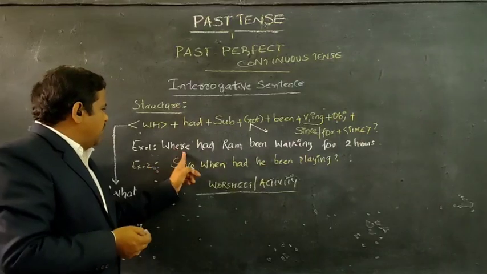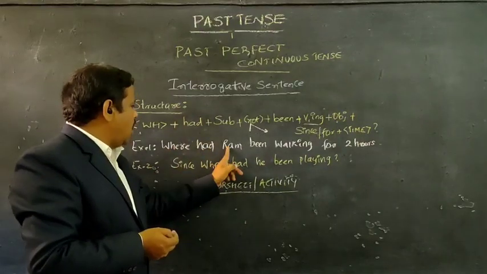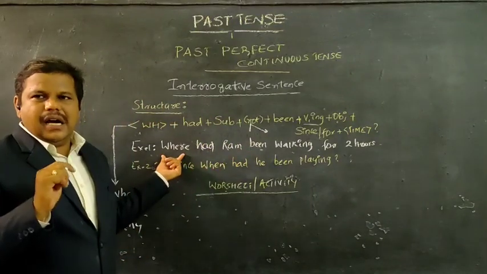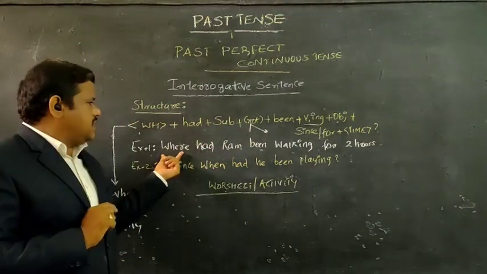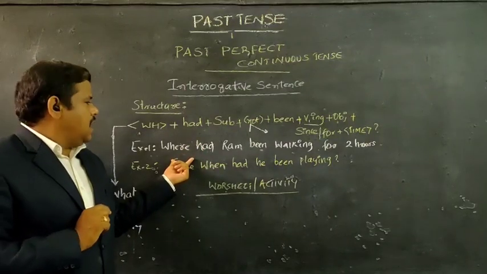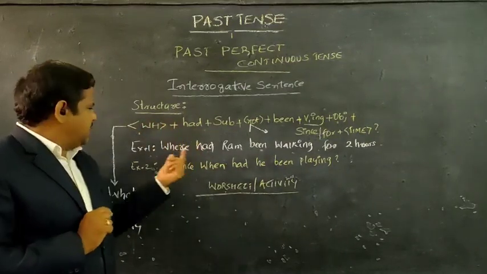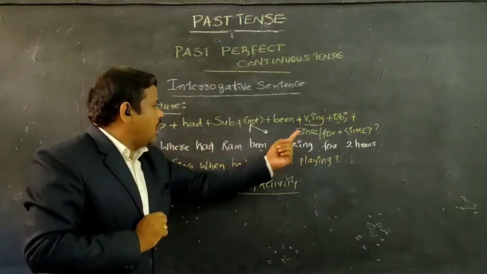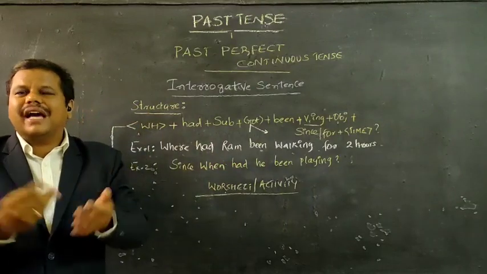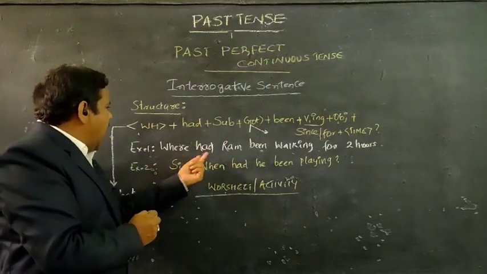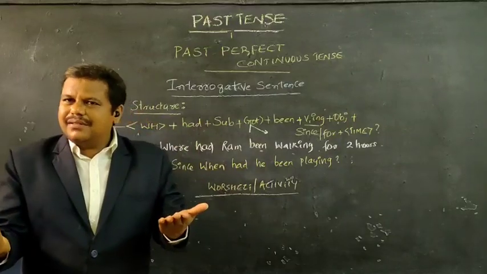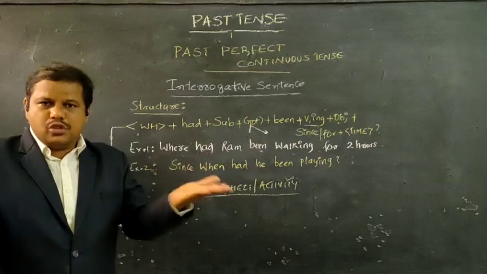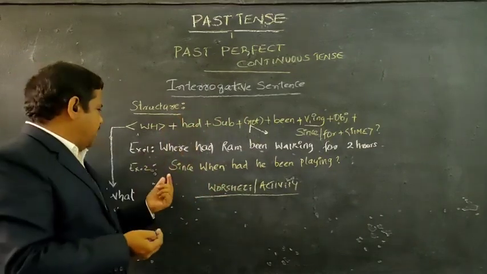Example number 1. Where had Ram been walking for 2 hours? In the positive sentence, we wrote Ram had been walking for 2 hours. Here, how do we write the interrogative sentence? Where had Ram been walking for 2 hours? You have to give the answer. Next, had Ram been walking for 2 hours? It is not required to give a detailed answer. Yes, Ram had been walking for 2 hours. You can answer in such a manner.